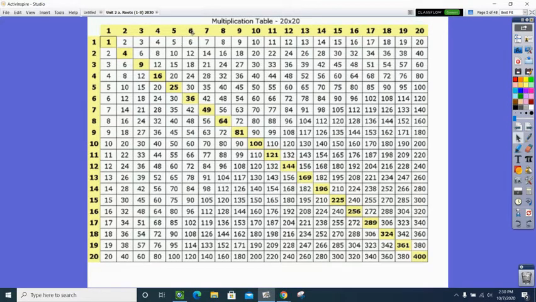So the multiplication chart, if you took 6 times 6, that would be 36. This is 6 squared, 7 squared, 8 squared, all the way down to 20 squared. So that is your perfect squares.